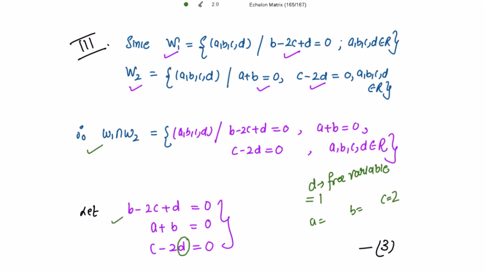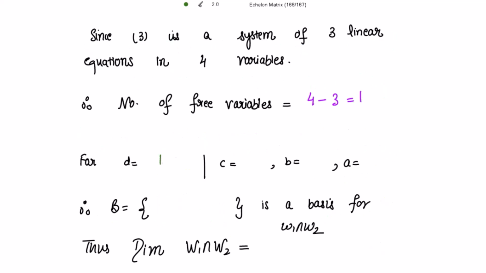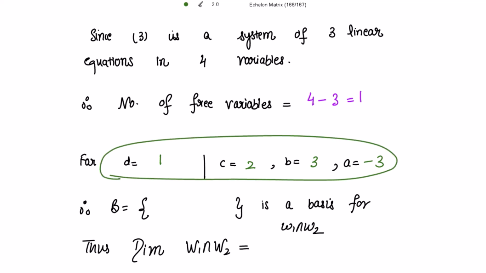From the third equation, for D equal to 1, I get the value of C to be 2. And from the first equation, D is 1 and C is 2. So from this, I get B minus 4 plus 1 equal to 0. That is B equal to 3. And from the second equation, if B is 3, then A gets the value -3. So for D equal to 1, C is 2, B is 3 and A is -3. And from this set, the element for the basis is -3, 3, 2, 1.